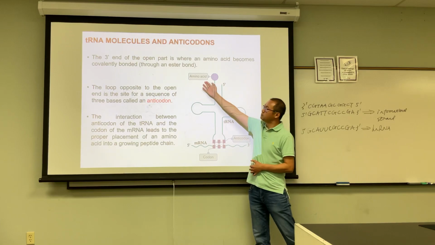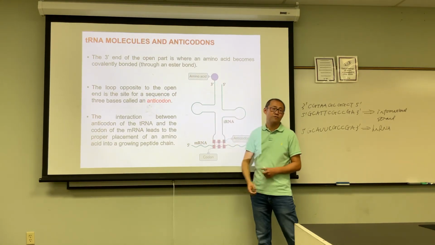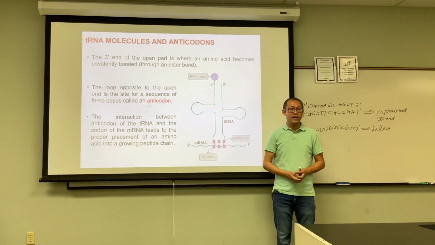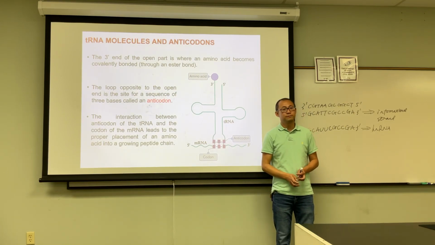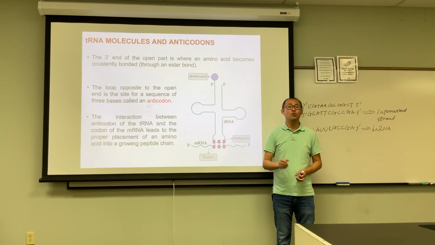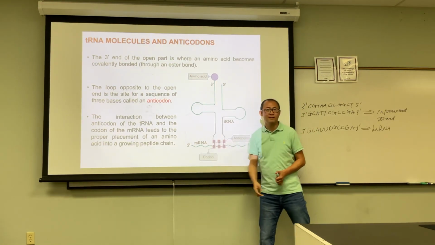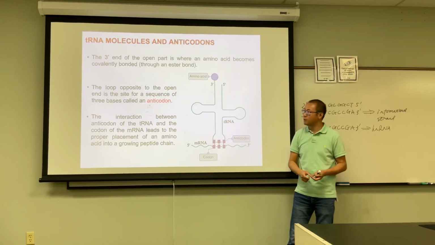When an amino acid is bonded with the 3' end of the transfer RNA, they're actually linked through an ester bond. Remember, 3' has an oxygen on there. The oxygen of the sugar bonds through an ester bond with the amino acid. That's why they can bring an amino acid. They're covalently bonded.